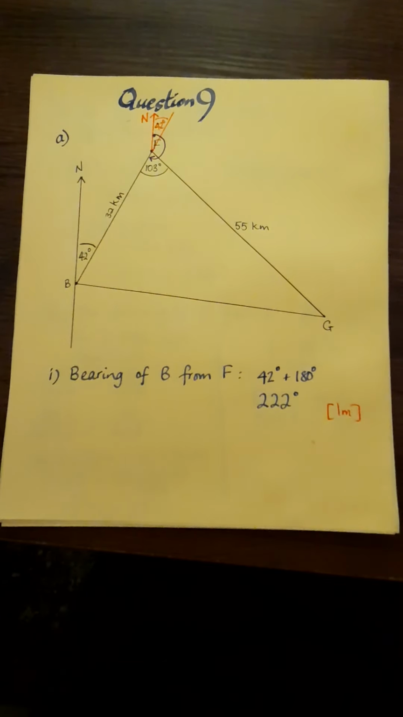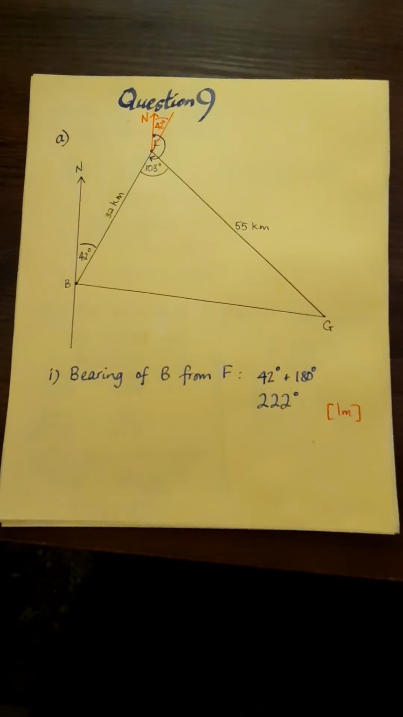The distance BF equals 32 kilometers, as we see. FG is 55 kilometers, that we can also see in the diagram. The angle at F, BFG, is 103 degrees, and the bearing of F from B is 42 degrees. Now, the first question asks us to determine the bearing of B from F.